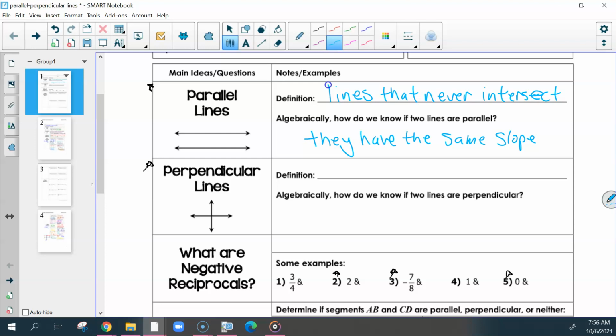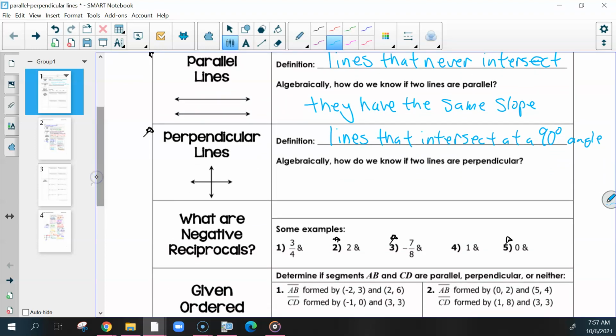And then perpendicular lines, definition, lines that intersect at a 90-degree angle. So basically they make like a perfect T, not an X, but a T. And then algebraically, we know 2 lines are perpendicular if they have negative reciprocal slopes.